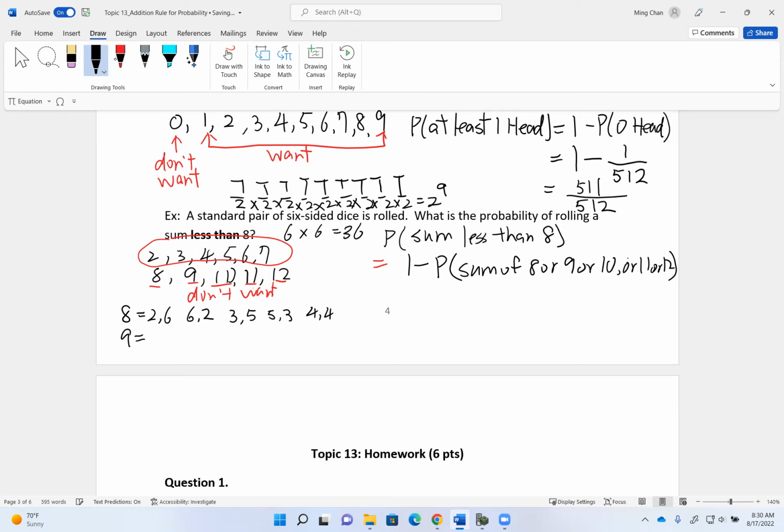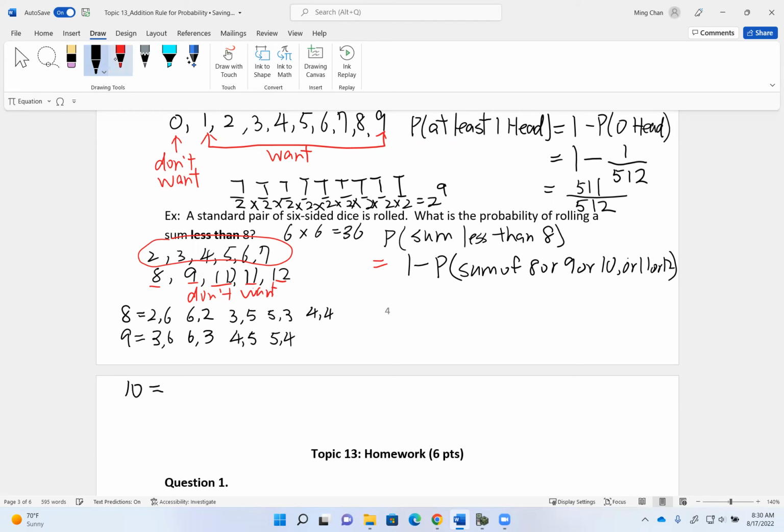Sum of 9. So that's got to be rolling a 3, then a 6, right? The first die can be 6, the second die can be a 3. So that's another way. Rolling a 4, then a 5, or you can roll a 5, then a 4. So that's 4 different ways.